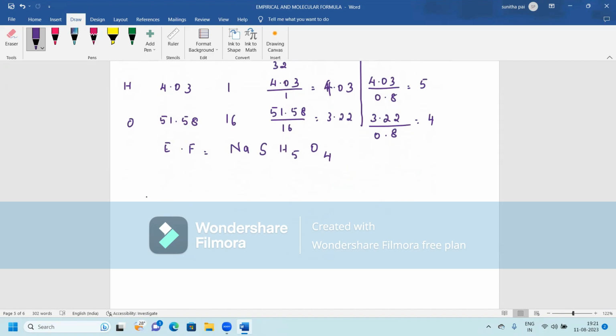Use the empirical formula to calculate the molecular formula. So first is the empirical formula weight. That is equal to sulfur is 23. Sodium is 23.